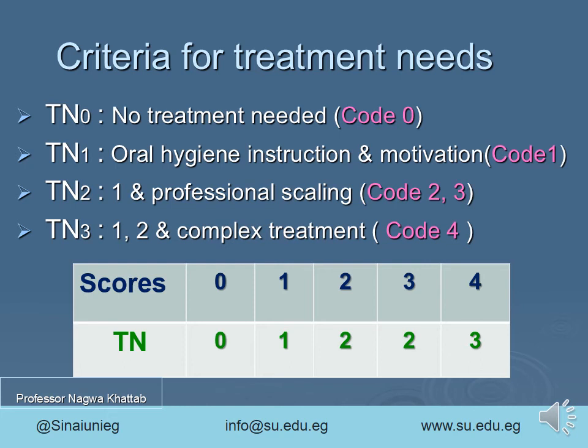Code 0, periodontal, 0 treatment. 1, 1 treatment. 2, 2 treatment. 3, 2 treatment also. 4 is a 3 treatment, which requires complex treatment in addition to the professional scaling and oral hygiene and extraction.